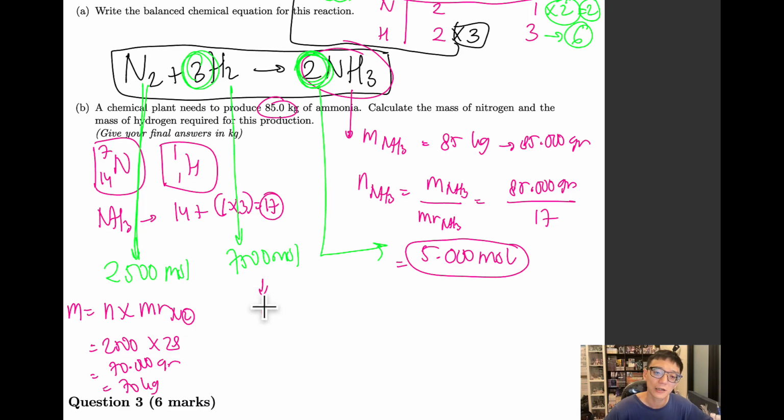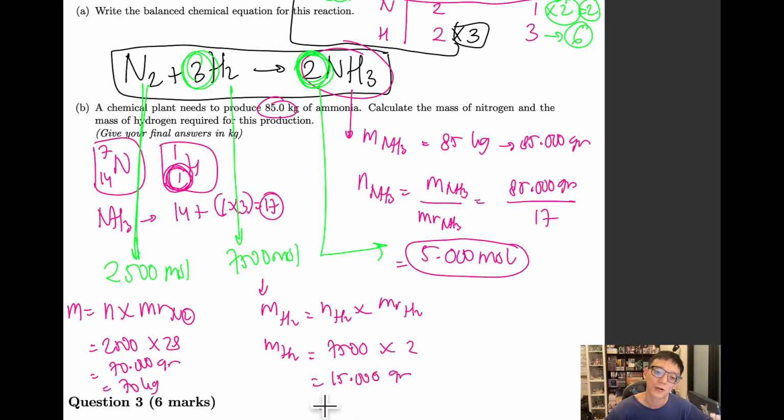And then here, mass of hydrogen, meaning that mole of hydrogen multiplied by MR of hydrogen. Hydrogen mass is 1, but hydrogen is H2, so you need to multiply by 2. So here mass of hydrogen would be 7,500 multiplied by 2, so 15,000 gram or around 15 kilo. So that's the mass of nitrogen and hydrogen required to produce 85 kilogram of ammonia.